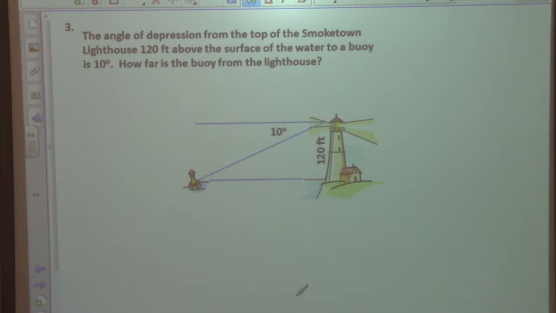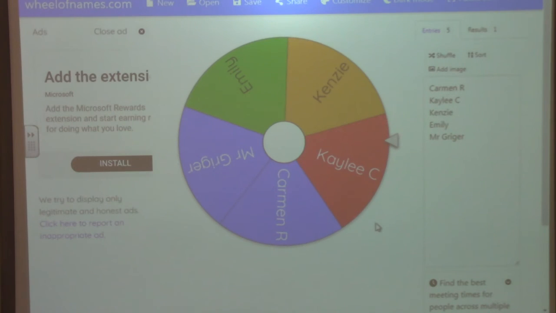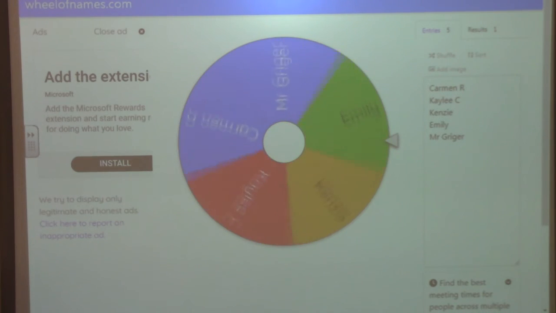All right, we ready to choose a victim? Let's choose Mr. Gregor. Well, see, he's on the list. Well, if he's not, wherever you are, we're going to work with you, right? You're not going to be totally left in abeyance here. Mr. G, I got one.